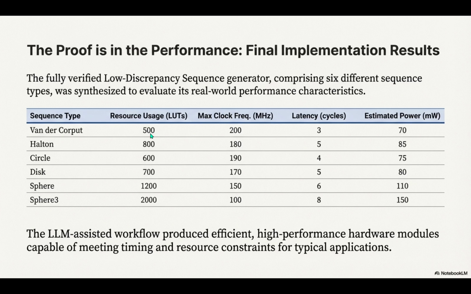As you'd expect, it was more demanding. It used around 2,000 LUTs. But critically, it still hit a very respectable clock speed of 100 megahertz with a latency of 8 clock cycles. Power was still low at 150 milliwatts.